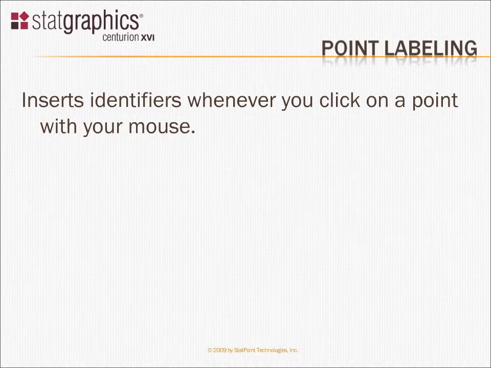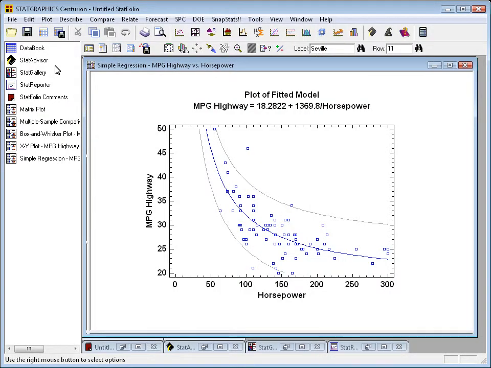A feature that we added to version 16, because a lot of users requested it, was the ability to interactively label points on a graph, and label them in such a way that if the graph rescaled, the labels would stick with the points. In this graph, you'll see a plot of the miles per gallon in highway driving for my automobiles, plotted versus horsepower. I've gone ahead and fit a reciprocal X model to the data.